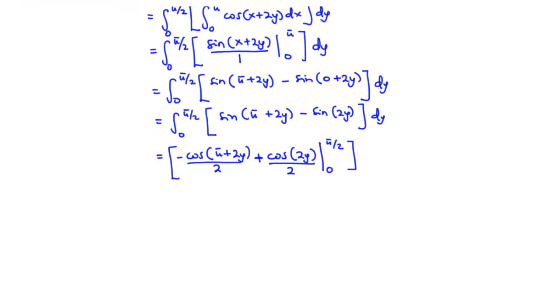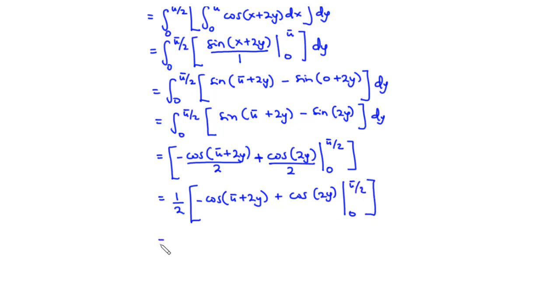Now let's evaluate this. So we are going to pull out the constant, which is 1 over 2 for each of the two terms. So on the outside we have 1 over 2, and then into brackets we have negative cos(pi + 2y), and then plus cos(2y) from 0 to pi on 2.